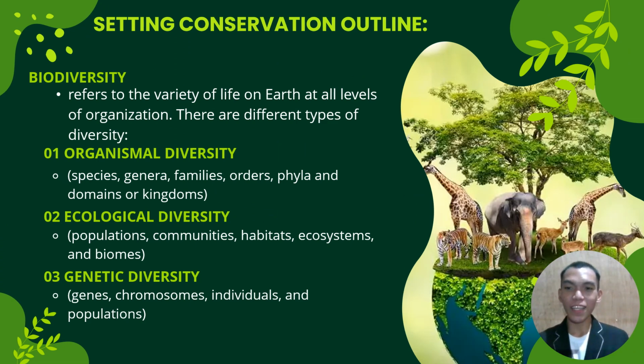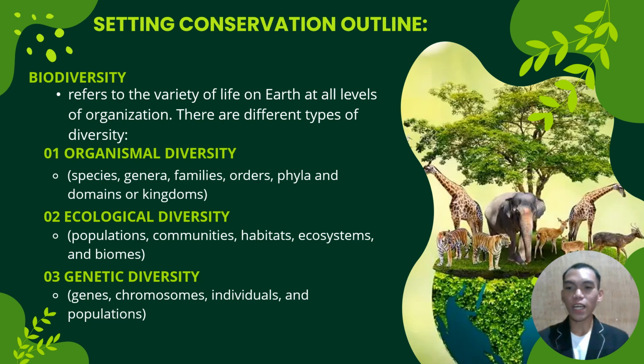Next, we have the setting conservation outline. Biodiversity refers to the variety of life on Earth at all levels of organization. In other words, it refers to the richness and variety of life on Earth encompassing all levels of biological organization. It includes the diversity of species, genetic diversity within species, and the variety of ecosystems and habitats that support life. This concept emphasizes the interconnectedness and complexity of the living world.